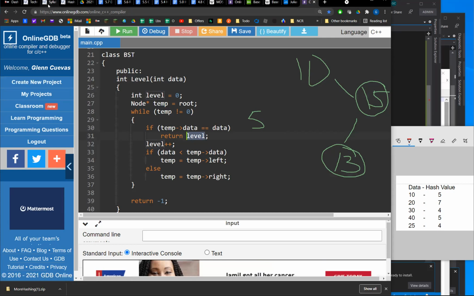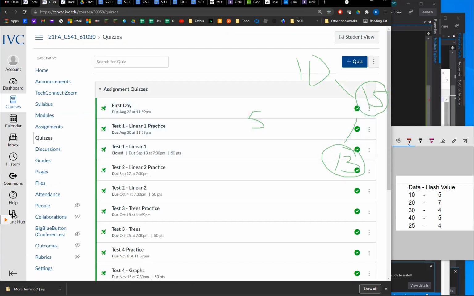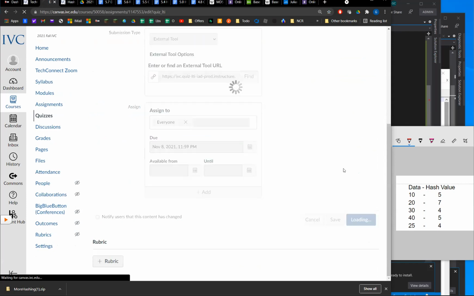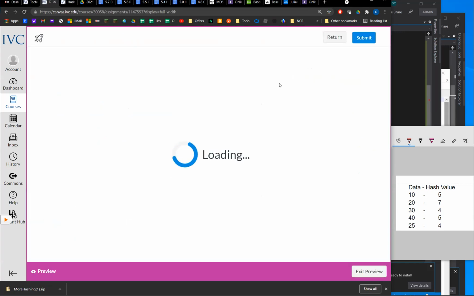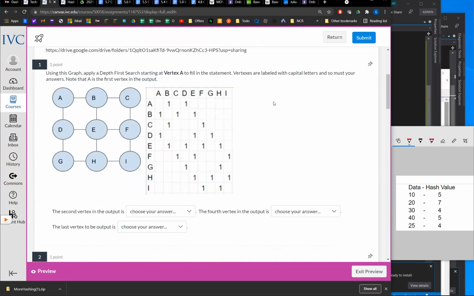So practice test for next week's test. Good old graphs. Graphs, just because of the nature of graphs, going to be a harder test than trees. Trees is just a subset of graphs. Now we're dealing with the whole big old graph party.